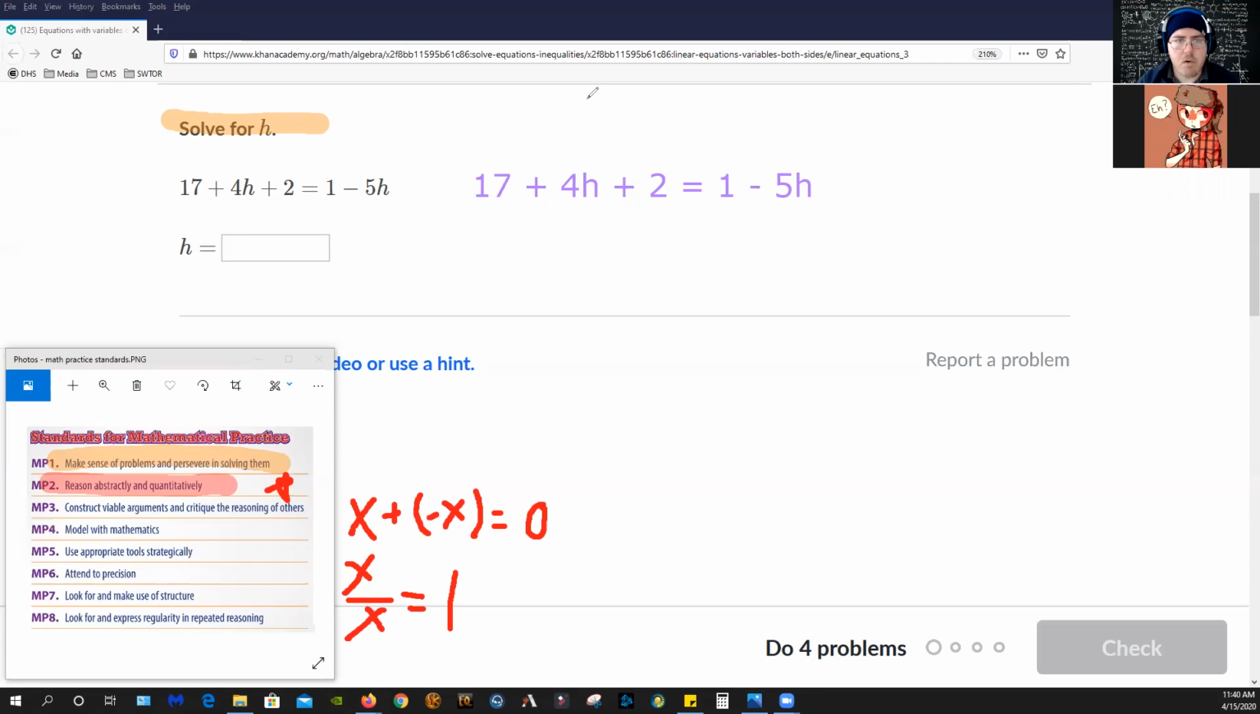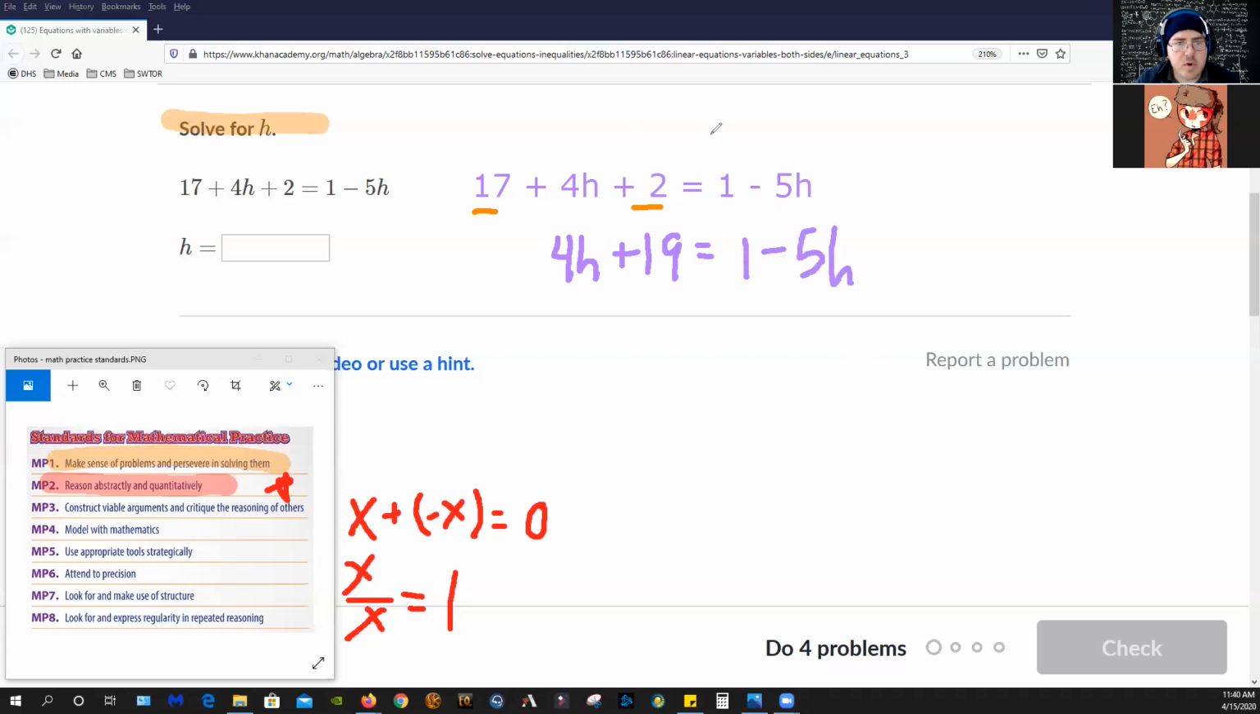So the first thing we want to look for are like terms that can be combined. For instance, this 17 and this 2 are on the same side of the equation, and they are both constants, meaning they don't have any variables attached to them. So we can go ahead and add those together. So positive 17, positive 2. So we still have 4H, but instead of plus 17 and plus 2, let's just go ahead and make that plus 19. That's equal to 1 minus 5H.